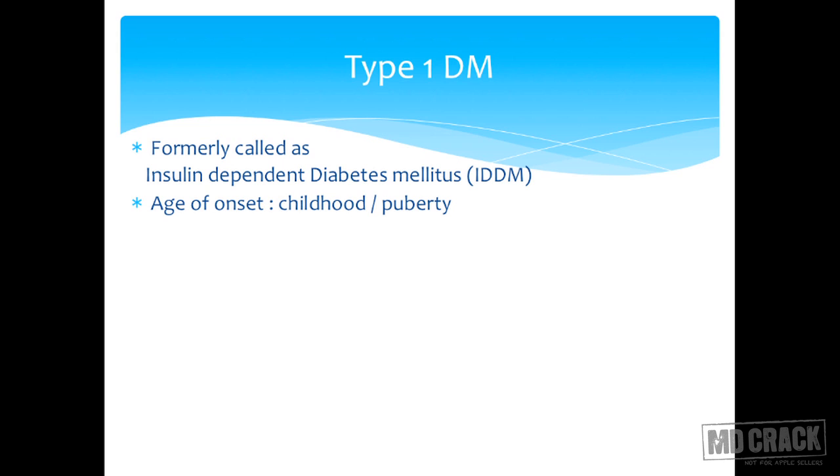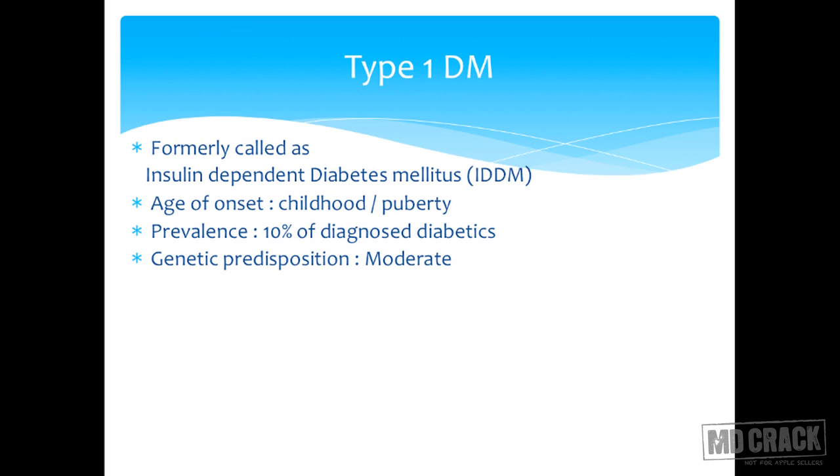What's the age of onset? The age of onset for type 1 is usually between childhood and puberty. So very young kids, maybe around 10 years, 12 years, 14 years, that is when these people can develop diabetes. Usually, we are talking of the usual prevalence of type 1 diabetes. What is the prevalence? Nearly 10% of the diagnosed diabetics are type 1. Now, what is the genetic predisposition? We say it is moderate.